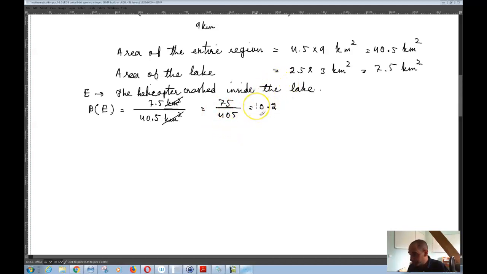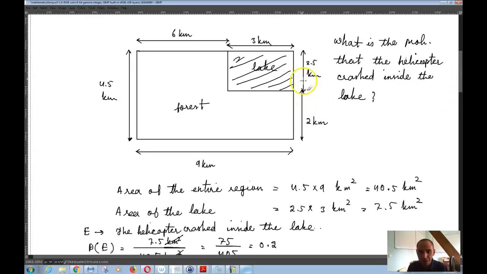Okay, so that's basically how you can use the idea of probability for the kind of concepts where there are an infinite number of points, and that's basically how you can use the concept there.